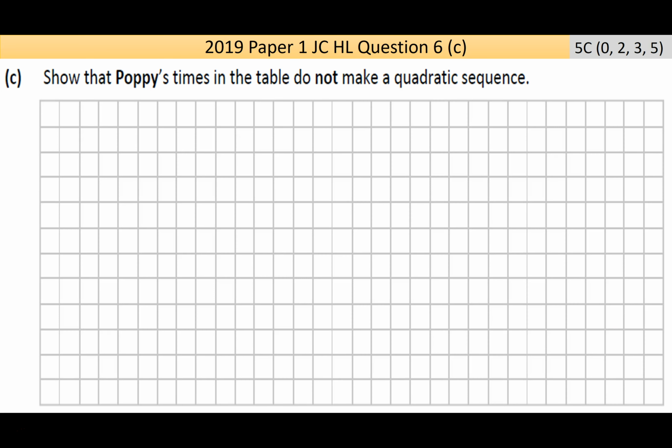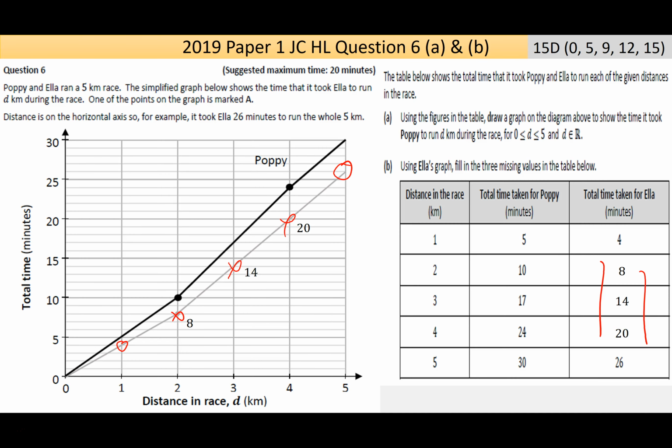If we move on to part C, it says show that Poppy's times in the table do not make a quadratic sequence. Now, if something is linear, it has a constant first difference. If something is quadratic, it'll have a common second difference. So let's see here, you have the different values here.